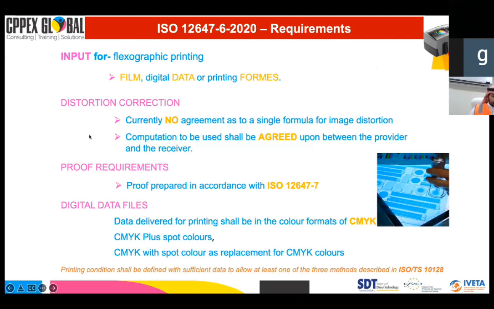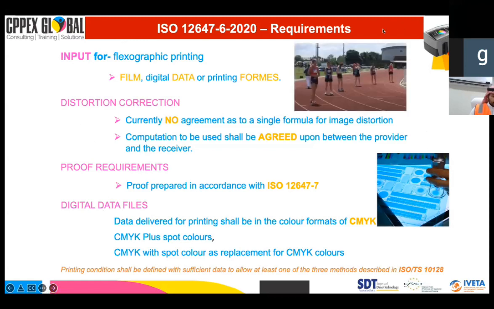So for flexo, we need to look at distortion, proof requirements, and digital data files. So this distortion idea, maybe Gulf Carton, you guys are doing CDI, you explain what this distortion is. And so here we have a running track, and even though they're all running the same distance, they have this staggered start. So Gulf Carton, help me explain what this distortion is.